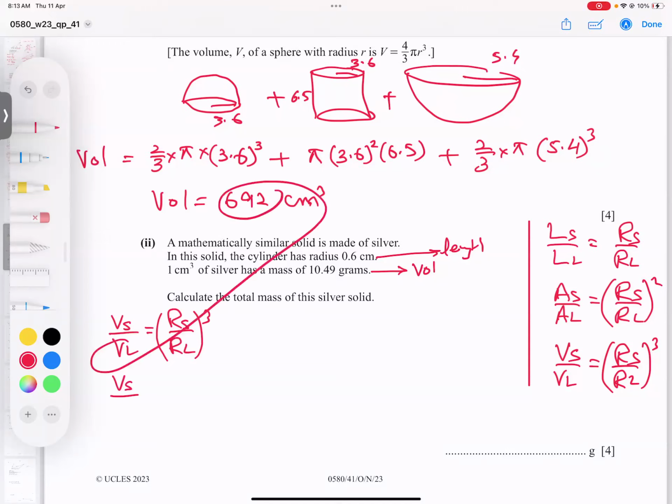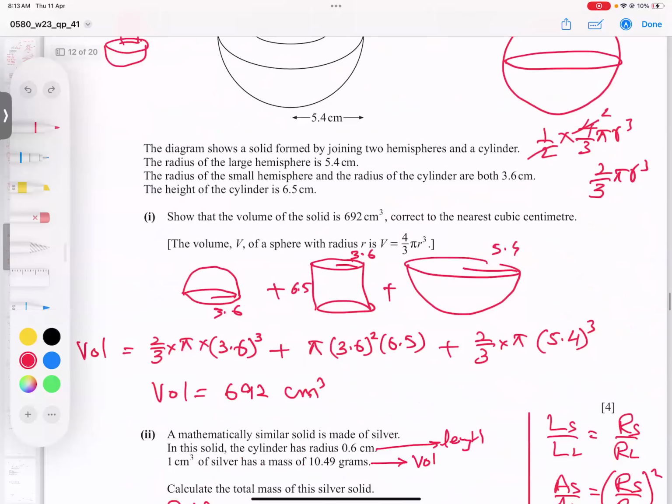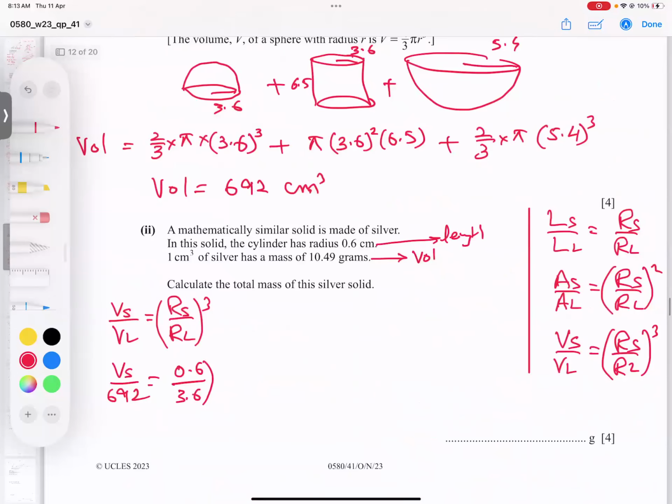Where's the volume of the large object? 692. And radius of small is what? 0.6. Radius of large, which is known, is 3.6. So I'm writing here 3.6 and put power 3 here. And this number will simply multiply up. So it will turn out to be what? 692 times 0.6 over 3.6, power 3.